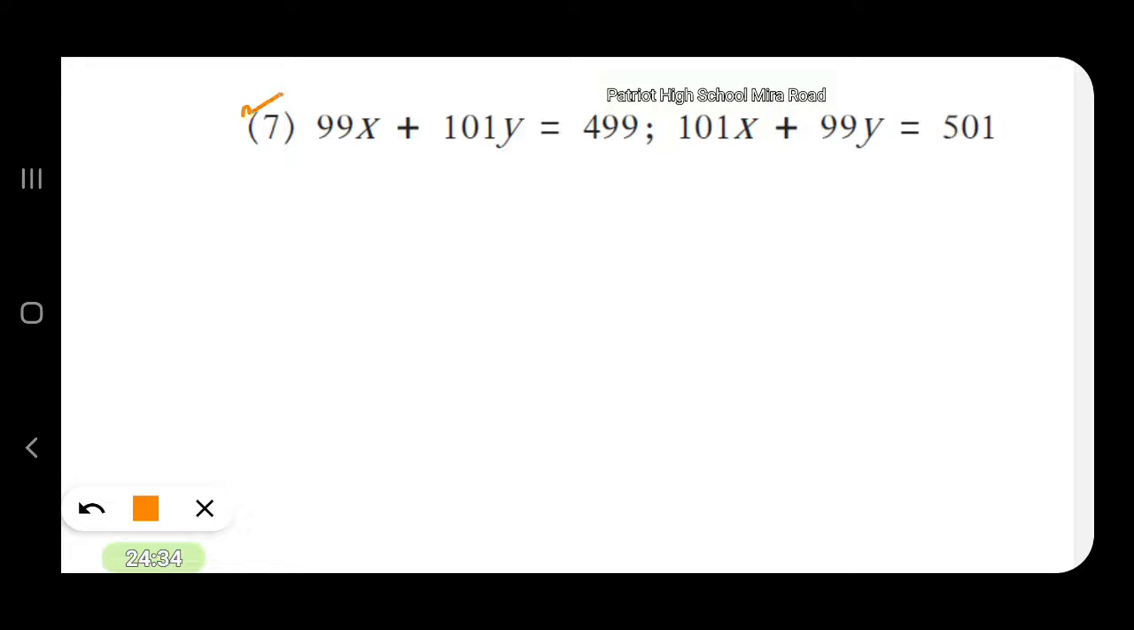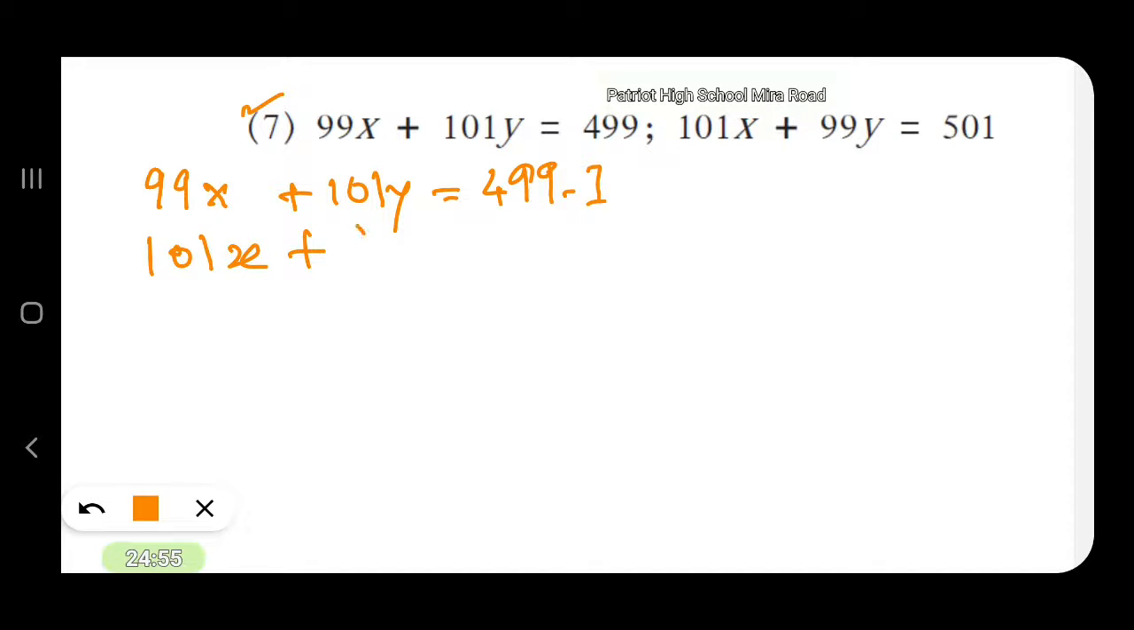Example 7. Let us write them one below the other. 99x plus 101y is equal to 499. This is equation 1. 101x plus 99y is equal to 501. Equation number 2.